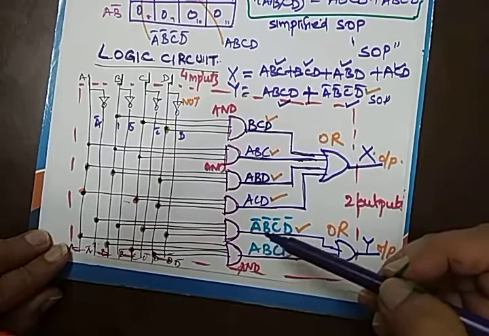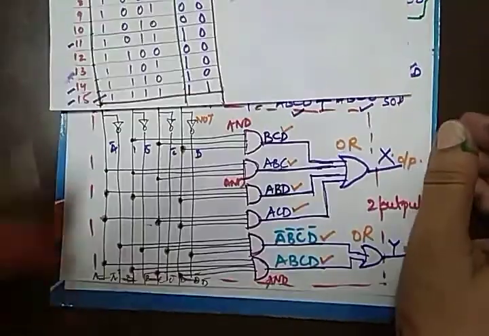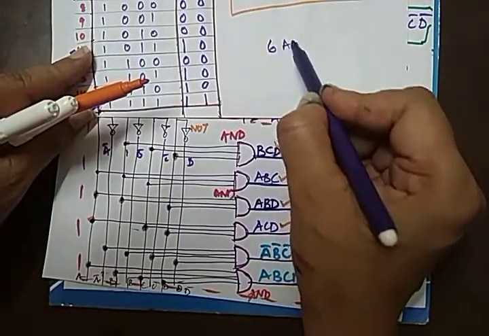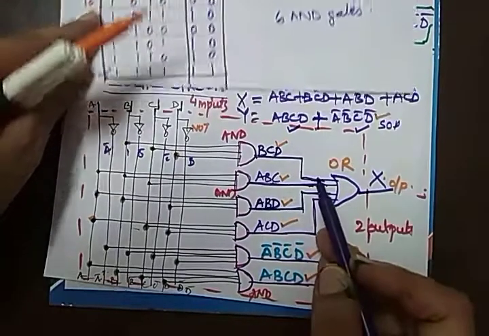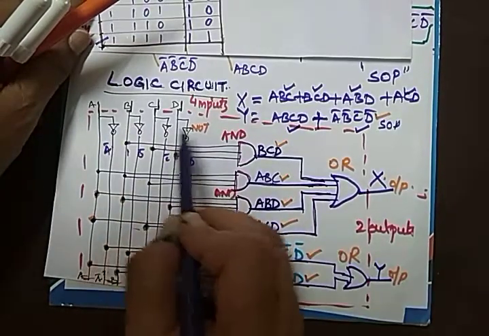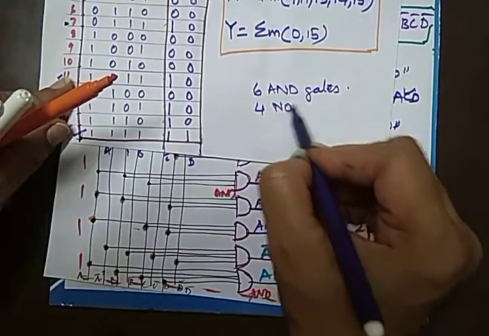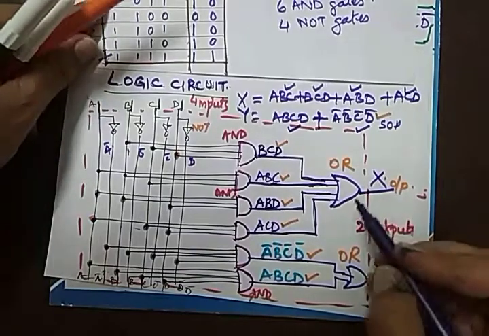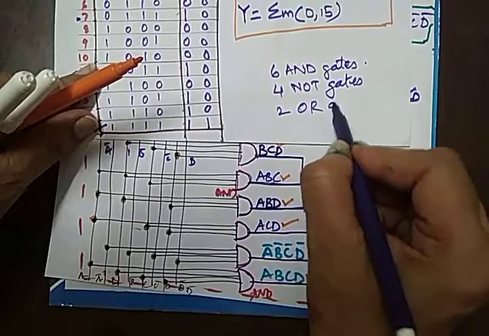So there are 6 AND gates. Let's write it over here. Finally, we say that our circuit has 6 AND gates, 1, 2, 3, 4 NOT gates, and 1, 2 OR gates. 2 OR gates.